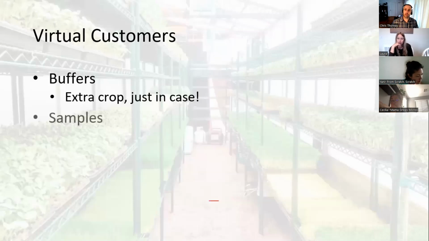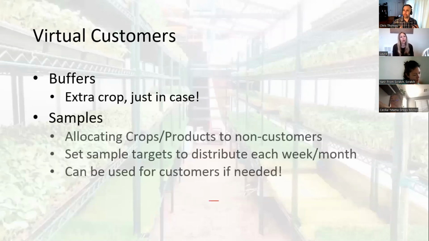Now, the other thing you might use a virtual customer for is for samples. In order to get new product out to customers, the best thing to do is just get it to them. And so you need to grow that crop in order to package it up for products to give out as samples. So that's something that is part of your crop plan. I think a lot of people would take the approach of saying, hey, we're just going to sow some extra crops once we've done our calculations. But those extra crops should be part of your calculations.